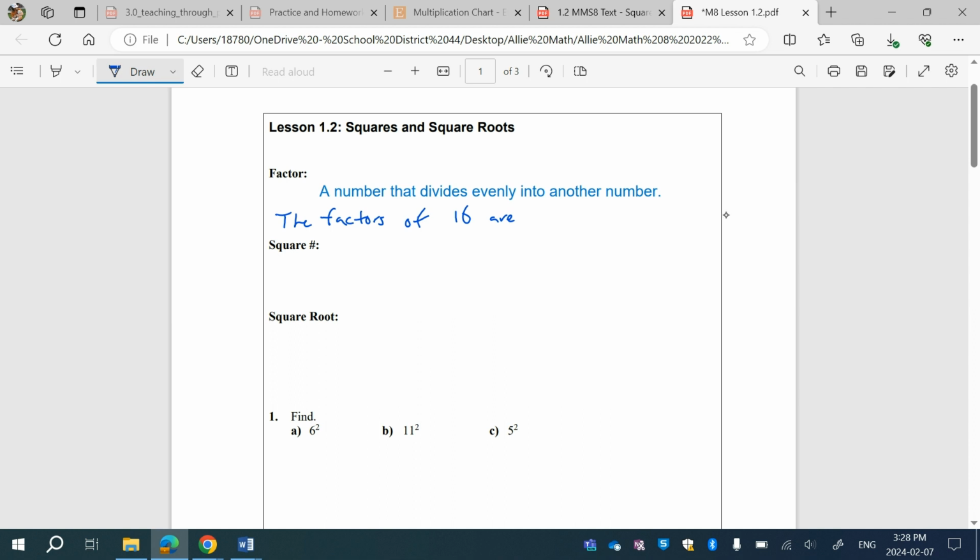So I know that 1 and 16 divide evenly into 16. They both go in there without any remainders. It's an even number, so I know 2 goes in there. And half of 16 is 8, so I know it's going to be 2 times 8. 3 does not go in there, but 4 does. And then 5 does not divide in there, 6 does not divide in there, and 7 does not divide in there. So these 5 numbers are the factors of 16, the numbers that divide evenly into 16.